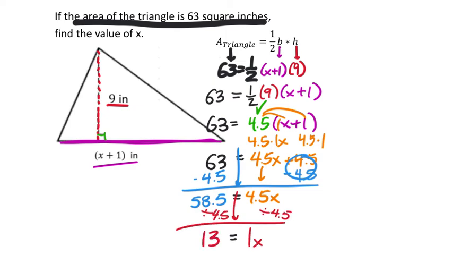And again, this is not in units. Now here's the thing: if you go up here, you place 13 in with x, 1/2 times parentheses 13 plus 1 close parentheses times 9, you do get 63. That tells us that we did in fact find the solution. And so we'll just box that in as our solution.